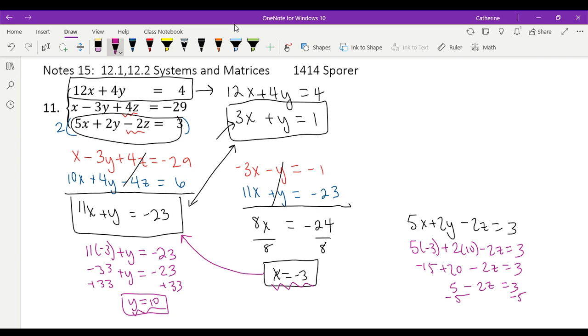And then keep solving. Negative 2z equals negative 2. Divide by negative 2 to get z equals 1. So our solution is x is negative 3, y is 10, z is 1.